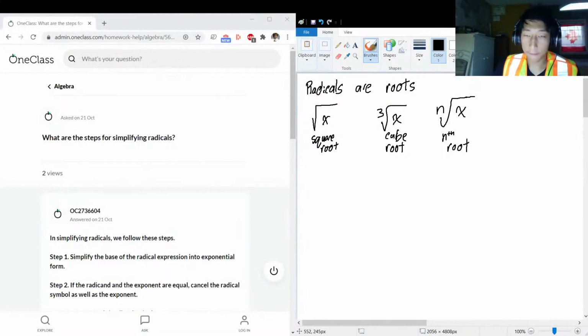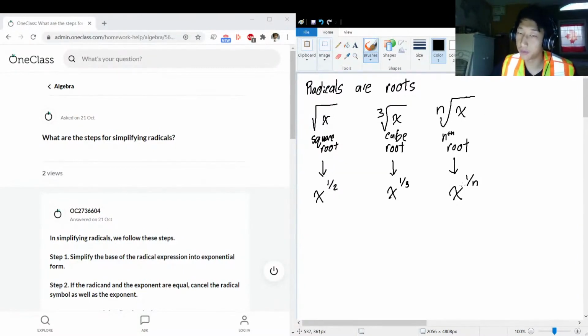Now what you can do is that roots are essentially exponents with fractions. So the square root is equal to x to the power of 1/2. The cube root is equal to x to the power of 1/3. The nth root will be x to the power of 1 over n. For example, if n equals 5, the 5th root, it would be x to the power of 1 over 5, or x to the power of 0.2, whichever suits your fancy. That's a great way to start simplifying radicals.